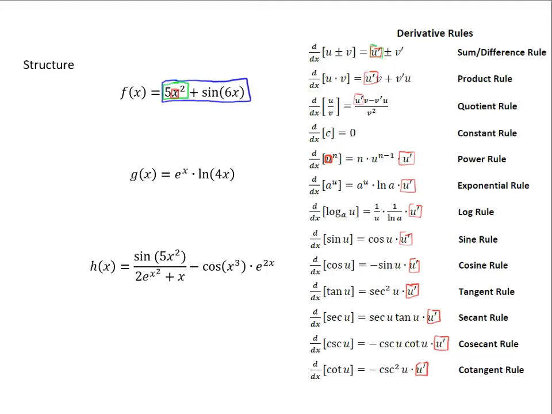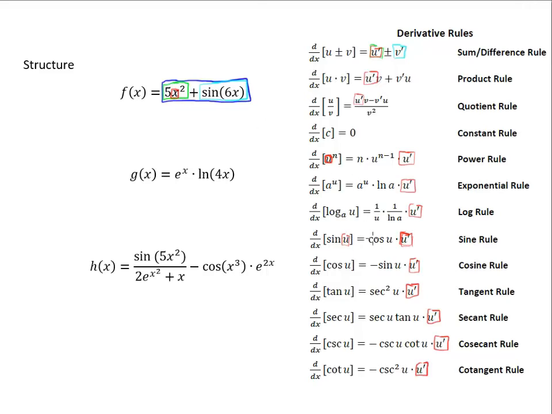So now the next part of the sum rule says, take the derivative of the second term. I look over here at the second term and ask myself, what kind of rule do I need for this term? Overall, it's a sine function rule. It's got some other stuff inside of it, but overall it's a sine rule. So I come down here to sine. Sine says the derivative of sine is this stuff right here. But, not to forget, I also have to take the derivative of the inside of the sine, the argument of sine.